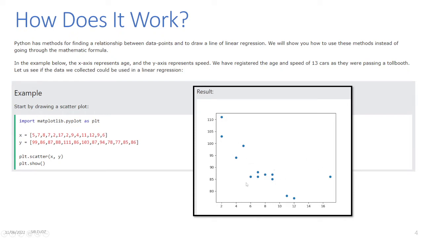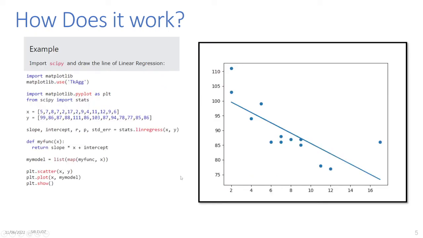Let's say, for example, the speed at age 2 is 111. So 2, 111. We also have 2 and 103. So this is the scatter diagram, the scatter plot. Now, here we import scipy and draw the line of linear regression. So this is the line for linear regression. Based on this, we try to draw a line for linear regression.